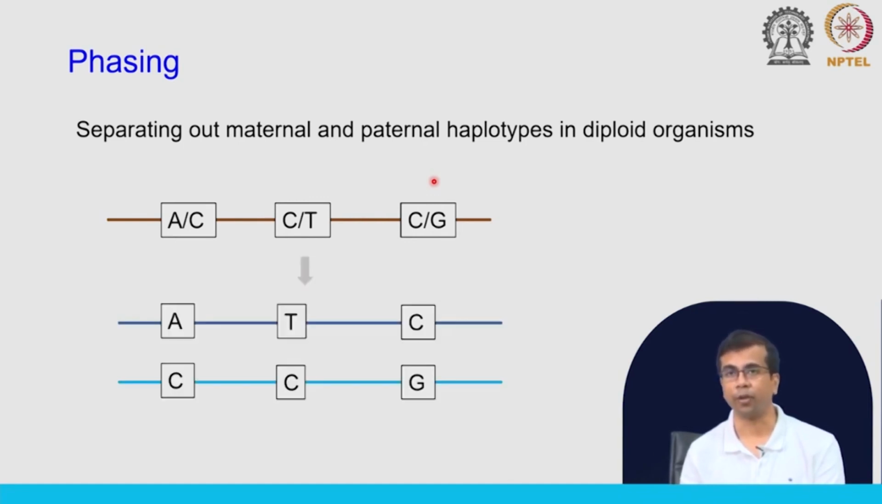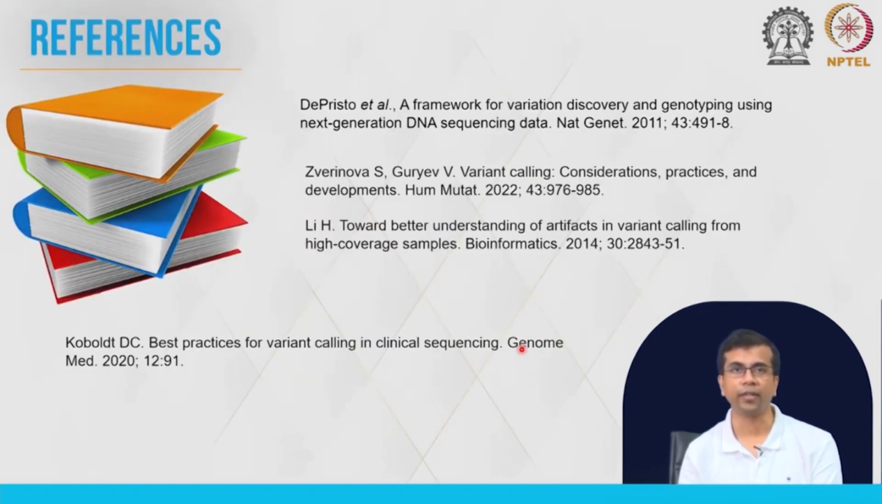This is the problem. This is what you do when you are doing phasing: you are separating out these combinations. In one combination we have ATC and the other one is CCG. So from this combination you are separating out these two combinations. This process is called phasing.